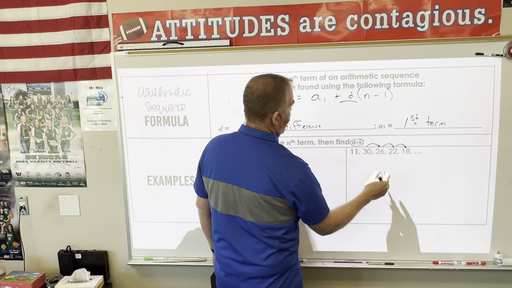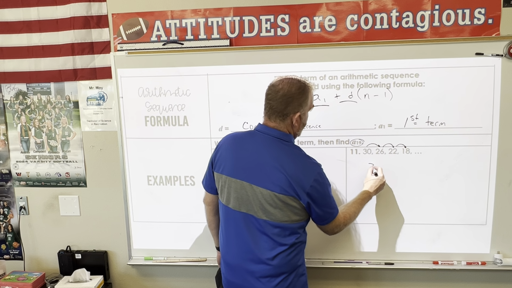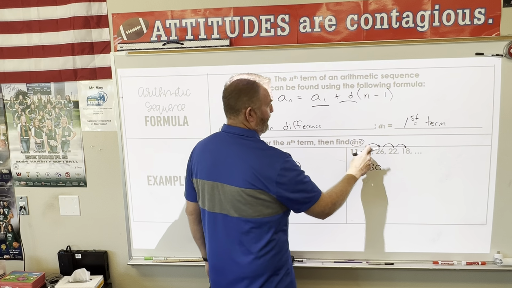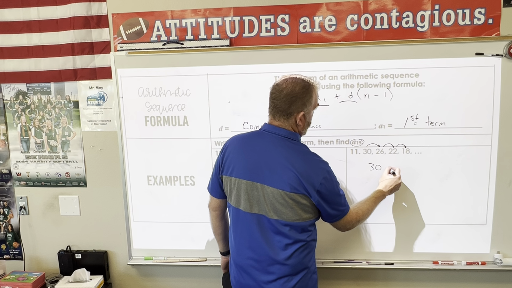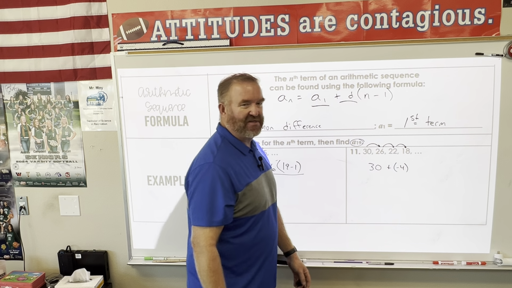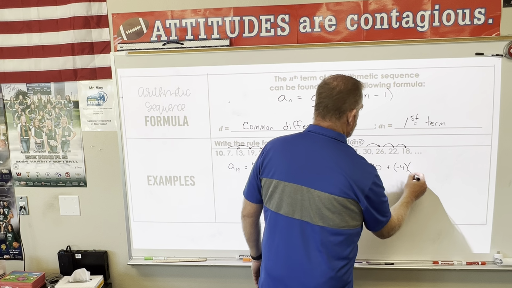What's a_1? What's the first number? 30. And then what's it doing? It's going down by what? I could write it like this, plus negative 4, or I could just put negative 4. I really don't care. All right, here we go.